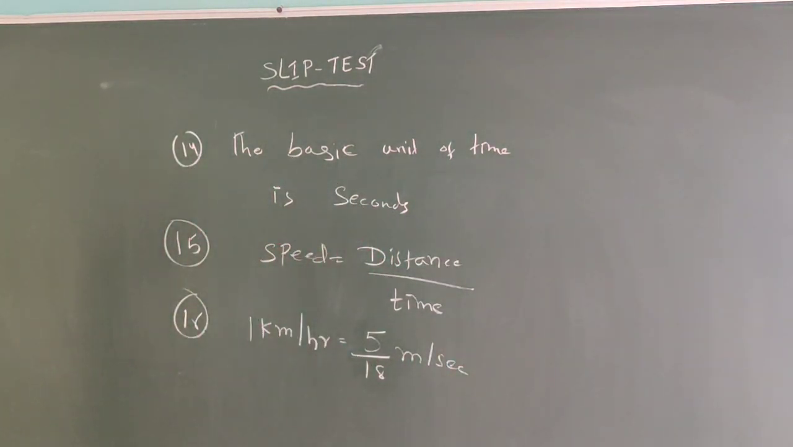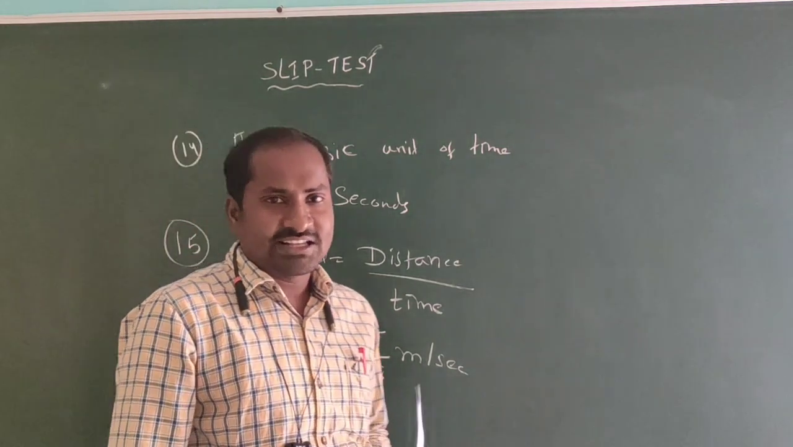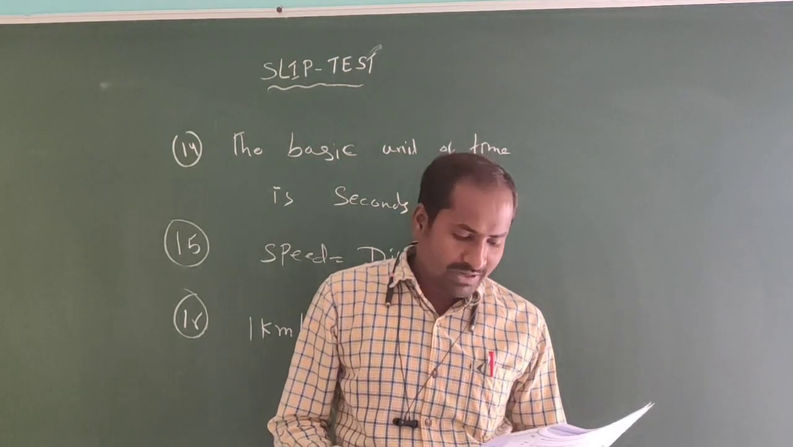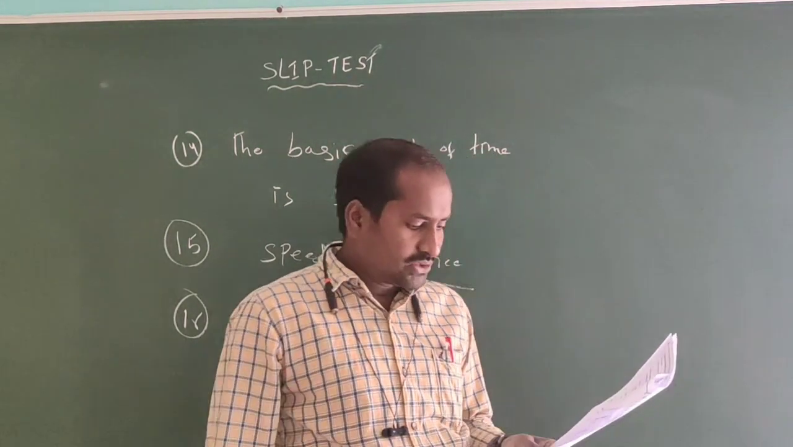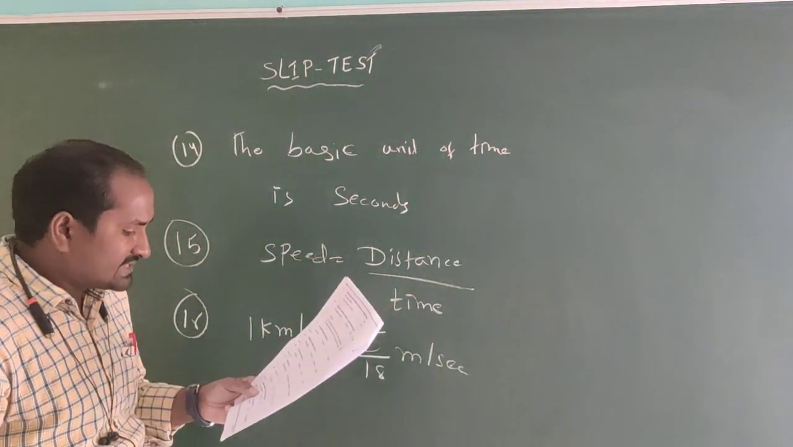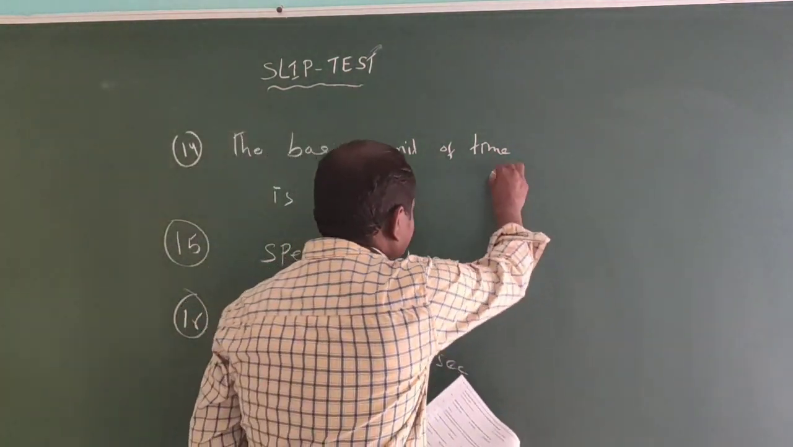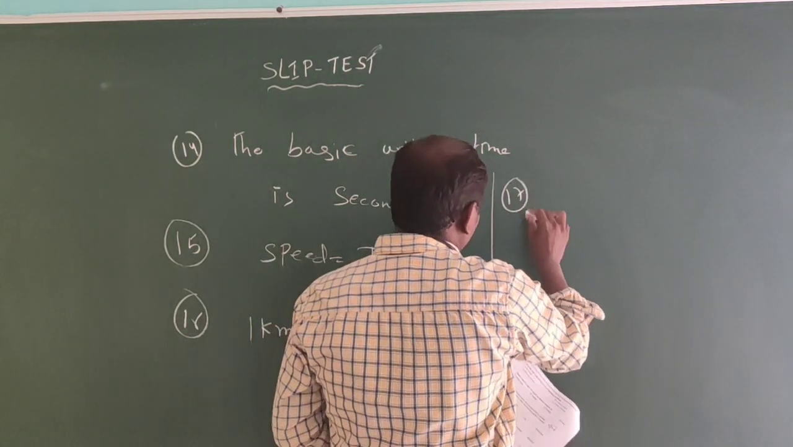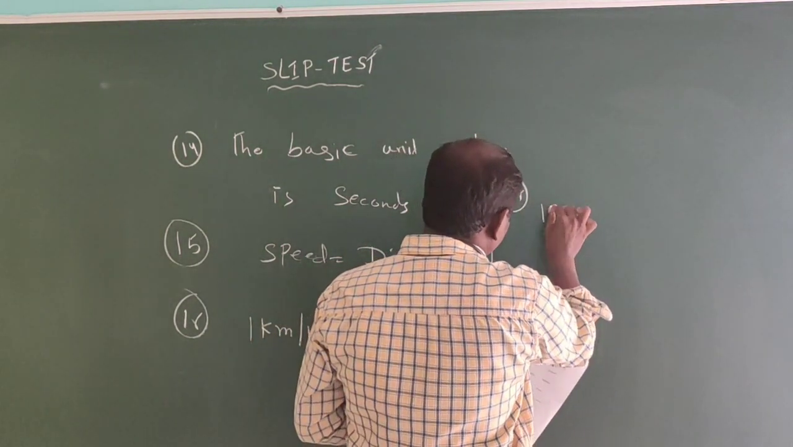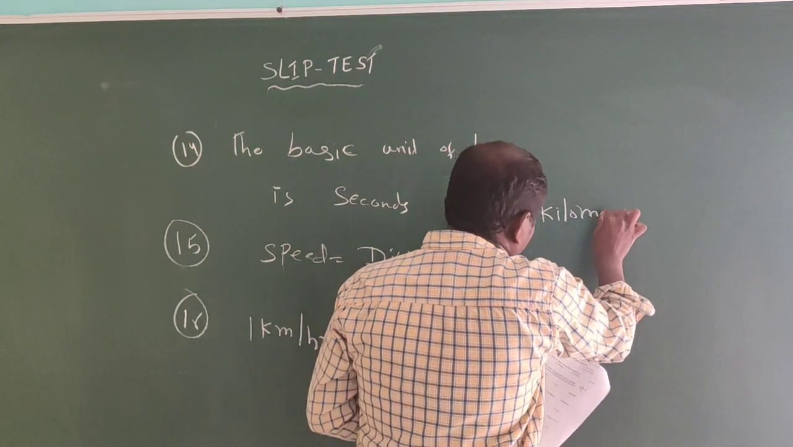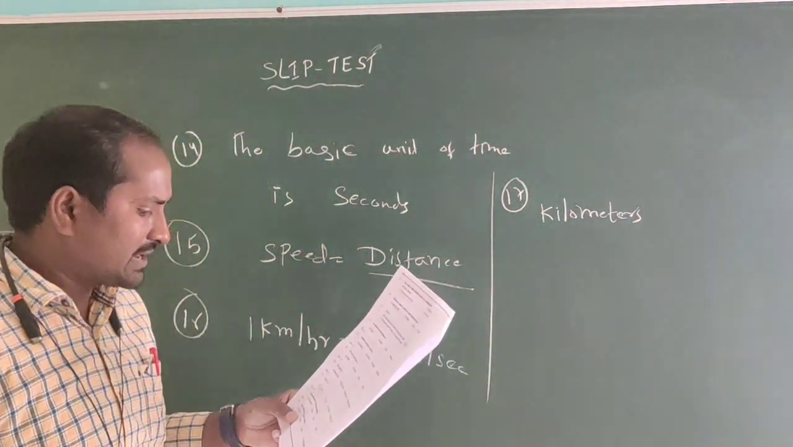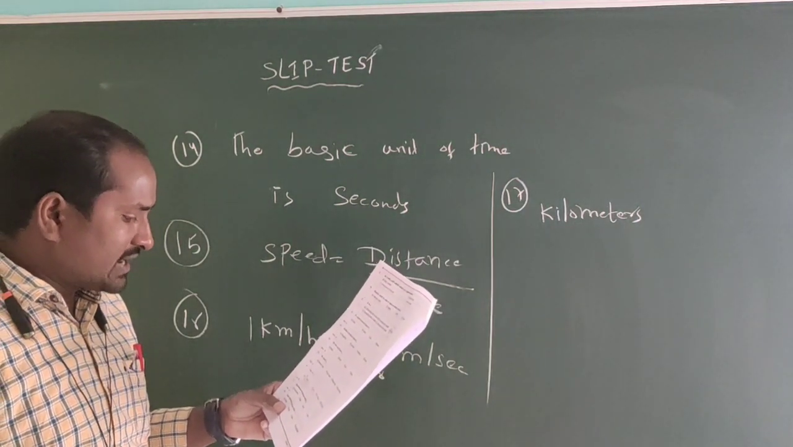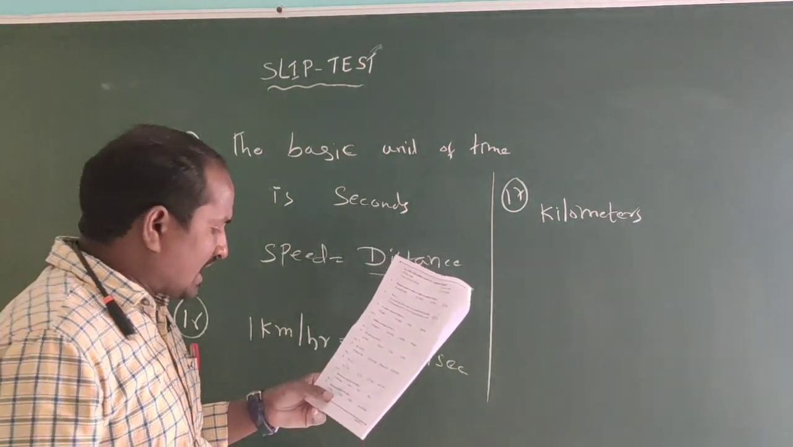Okay, speedometer shows the distance. By using a speedometer, we can measure the speed in kilometer per hour. So here, speedometer shows the distance traveled in kilometers. 17th one, kilometers. The total distance by total time is equal to average speed.